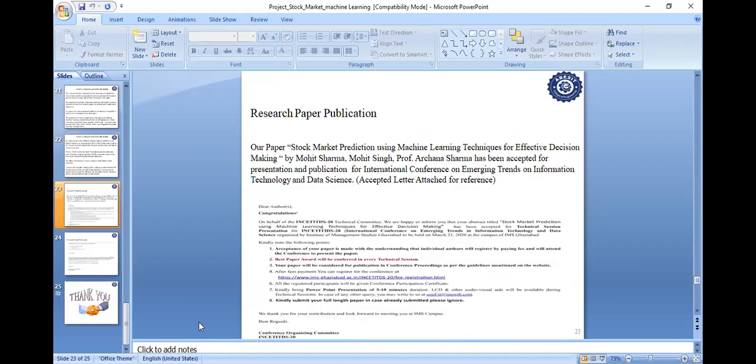Research paper publication. Our paper, stock market prediction using machine learning techniques for effective decision making, has been accepted for presentation at the international conference on emerging trends in information technology and data science. So we have applied for that.